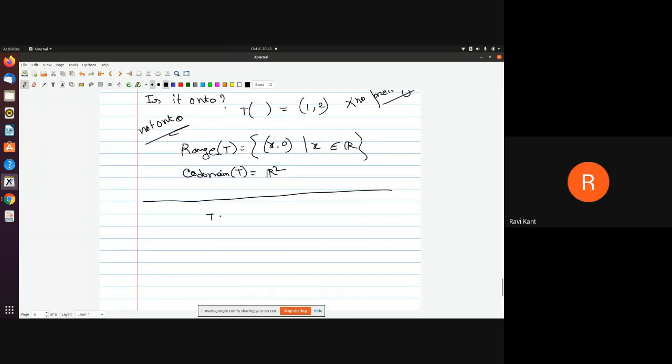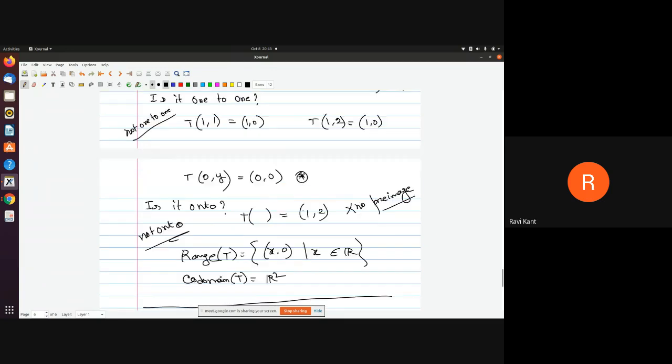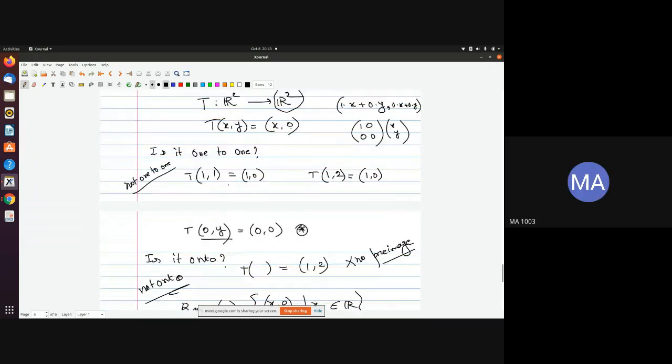Sir, I'm unable to visualize how all the y-axis is going into 0 comma 0. This is 0 comma y. What is the image of 0 comma y? If I put suppose 0 comma 5, what is the image of 0 comma 5? T of 0 comma 5. Can you tell me what is the image with respect to this function? It will be 0 comma 0.